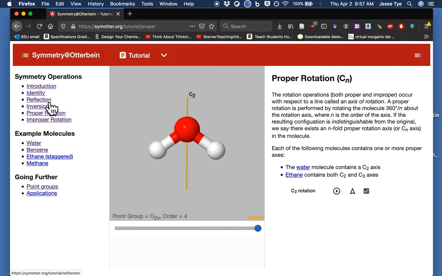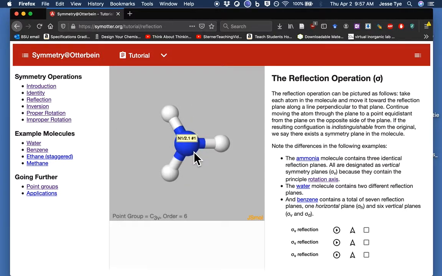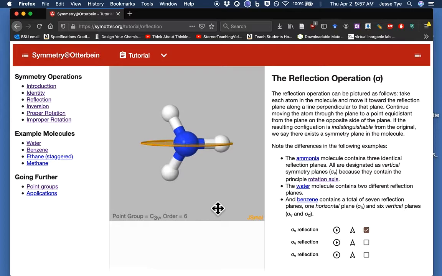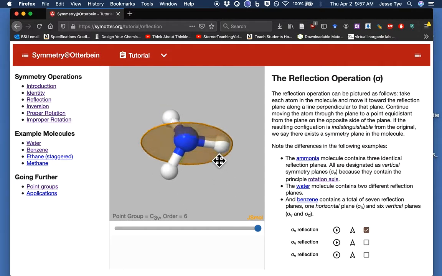Probably the next easiest one for us to talk about is reflections. For rotations, it was a line. Here it's going to be a plane that we're talking about. I'm just going to pick any of these three planes here. This plane cuts through the nitrogen, it cuts through one of the oxygens, and it reflects this top hydrogen into this bottom hydrogen. So watch it go. Okay, it leaves this one alone, it leaves this one alone, and it swaps out the top hydrogen and the bottom hydrogen. So again, the symmetry element is the mirror plane. The symmetry operation is actually doing the reflection.